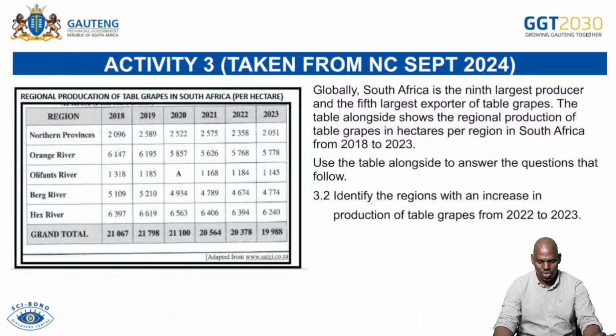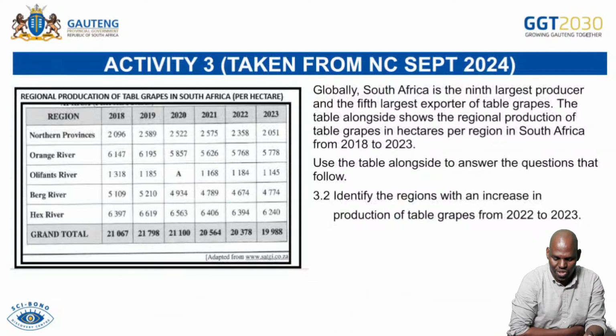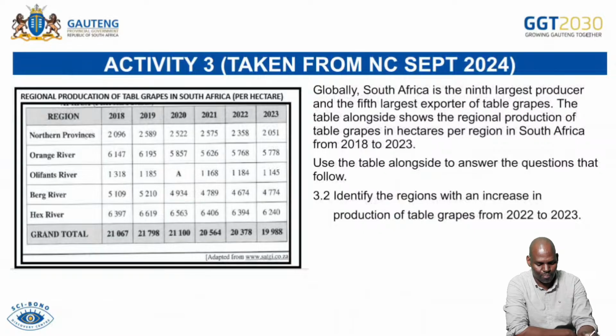Then 3.2, I'm not going to read the information again, straight to the question. Identify the regions with an increase in production of table grapes from 2022 to 2023. Now we're going to check which region. Remember, we've got 1, 2, 3, 4, 5 regions. Now we want to check which one had an increase in production of table grapes from 2022 to 2023. Right. If we start with northern provinces, the number changed from 2,358 to 2,051. It's a decrease. The number became smaller in 2023.